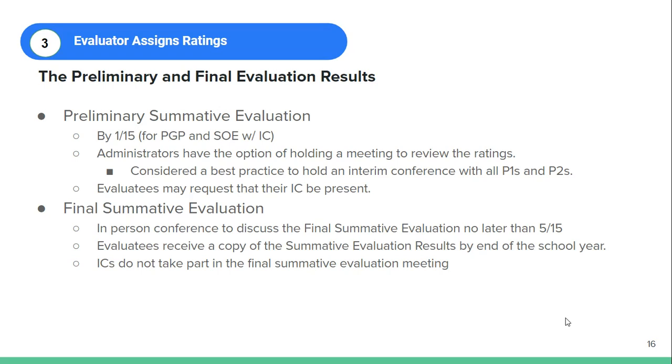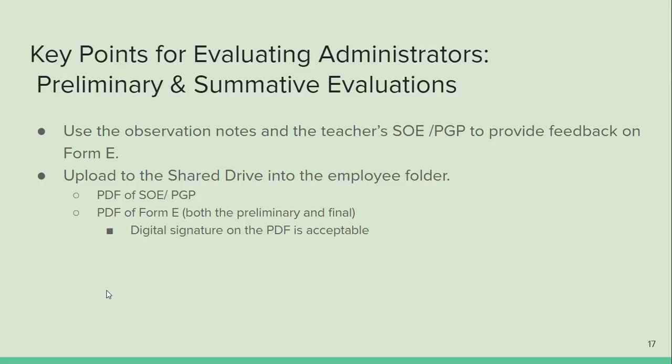A final summative evaluation, an instructional coach is not going to be present for that, and that takes place no later than May 15th. The evaluatees do need to receive a copy of their summative evaluation results by the end of the school year. Be sure to use both the observation notes and the teacher's summary of evidence or professional growth plan to provide feedback on Form E. Form E is used both for the preliminary and the summative evaluations.